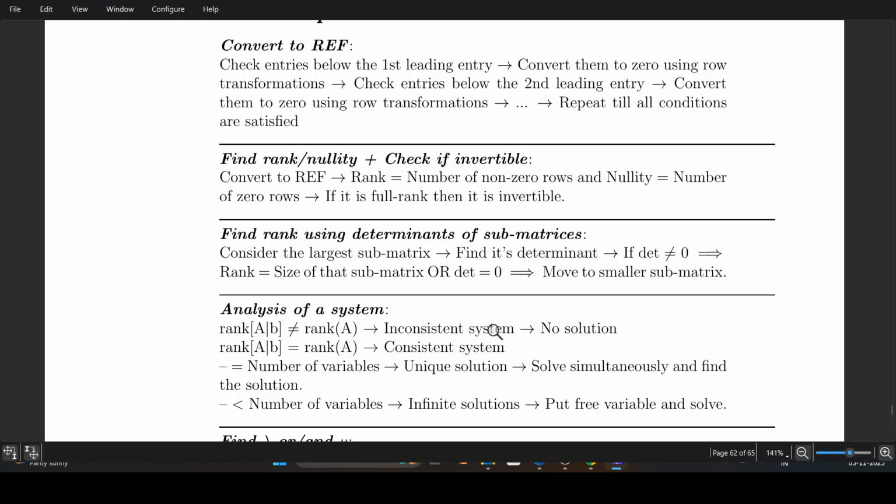So solve it further, solve the equations simultaneously and find the solution. But if the rank is less than the number of variables, then it has infinite solutions. Then put a free variable and solve.